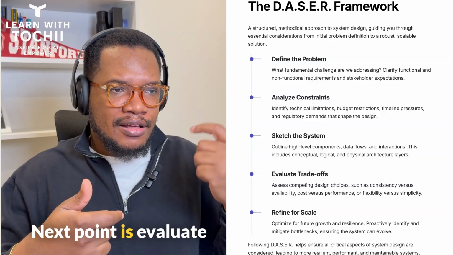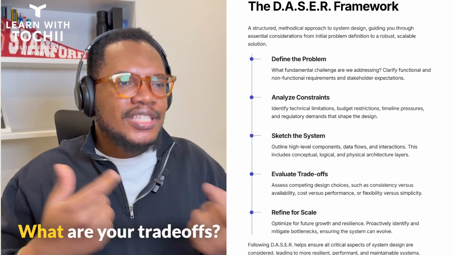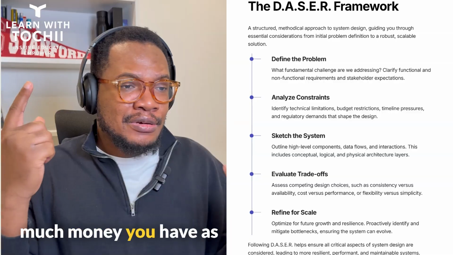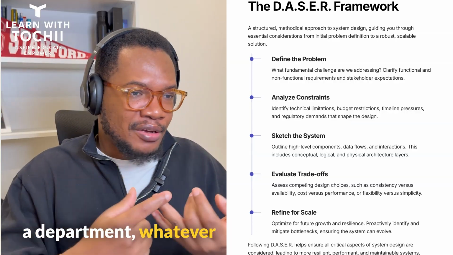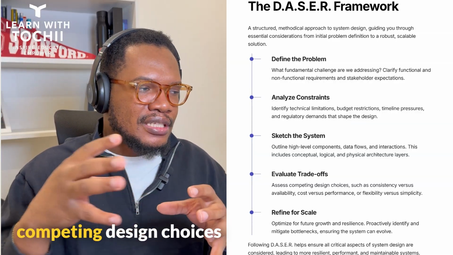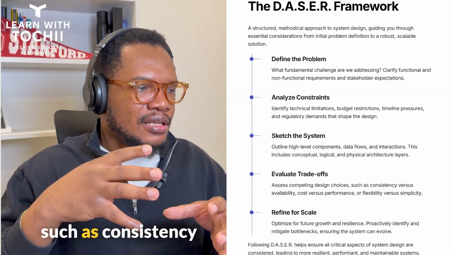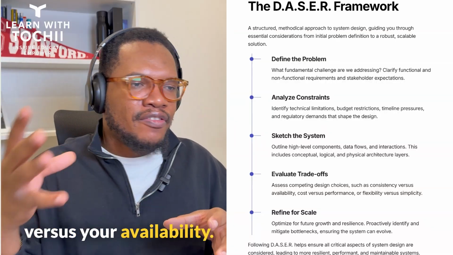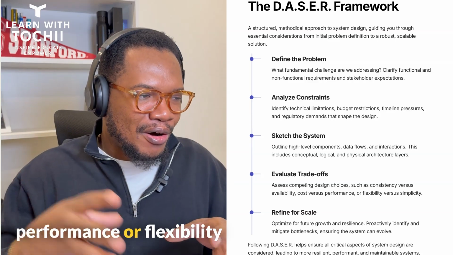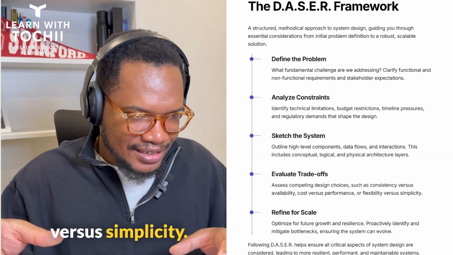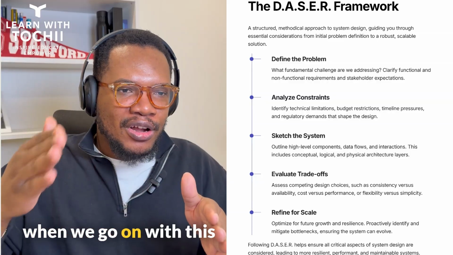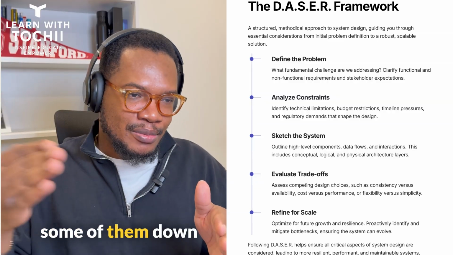Next point is evaluate your trade-offs. What are your trade-offs? You would always have trade-offs, no matter how much money you have as a department, whatever your trade-offs are, but I grouped some of them. So you want to assess competing design choices, such as consistency versus availability, right? Cost versus performance, or flexibility versus simplicity. You can group all of these into different things. And when we go on with this course, I'm going to break some of them down so that you see them.